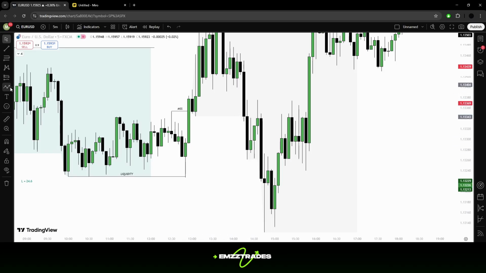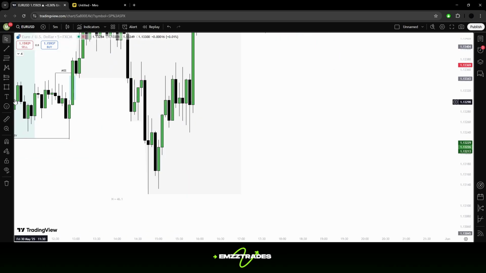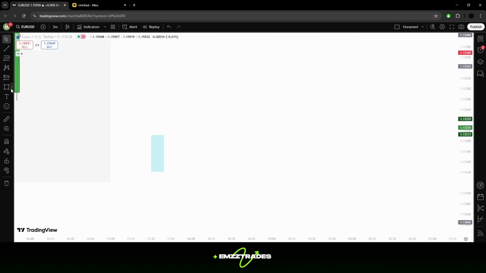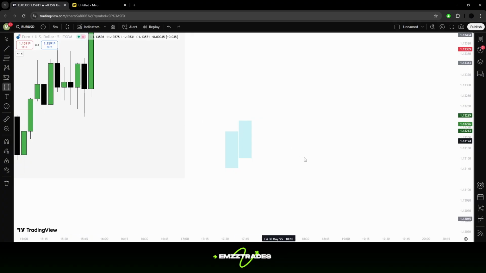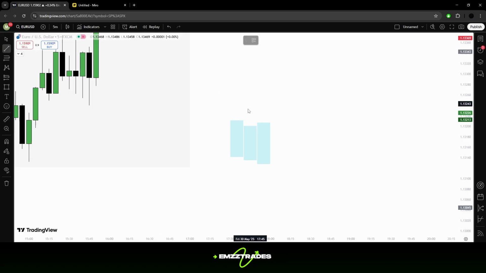But anyway, what we're going to be doing from here on out is marking out our fair value gap. But just before all of that fair value gap stuff, I'm going to show you exactly how you can identify a fractional high. As you can see, it's a 3 candle pattern. A fractional high is a 3 candle pattern where the one in the middle is the highest one. I'm going to show you in this instance right there. As you can see, these are 3 candles right there.